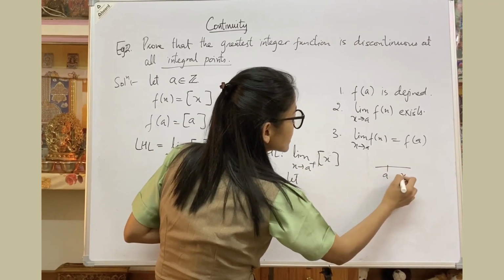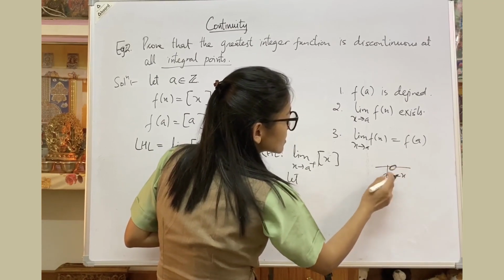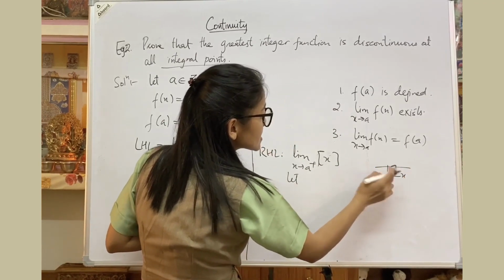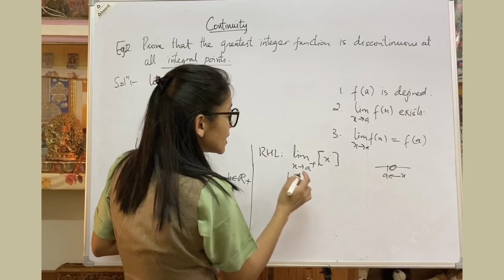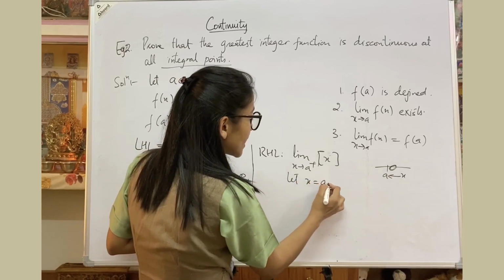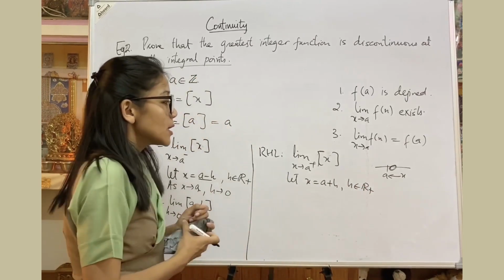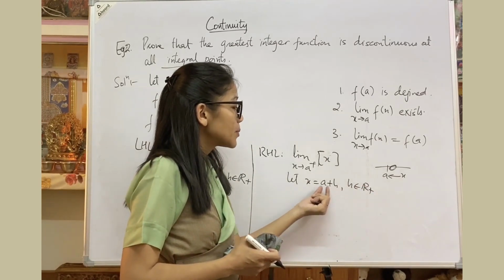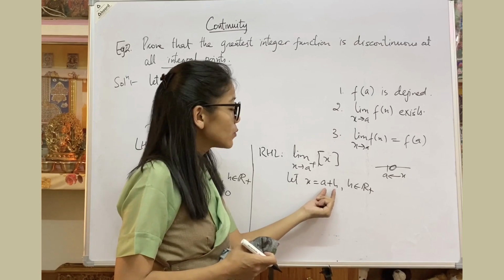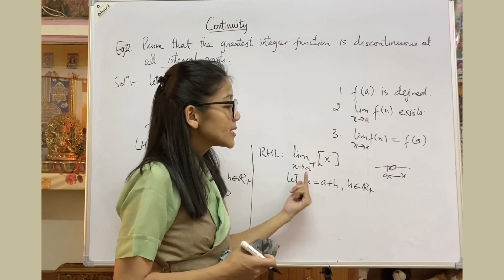This is a, and x is coming towards a from the right, so x will be somewhere here, which means x is greater than a. To show that, I will write let x equal a plus h, where h is some positive real number. When you are adding a small positive real number to a, this x will obviously be greater than a.